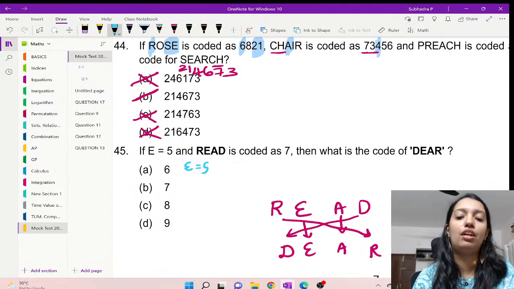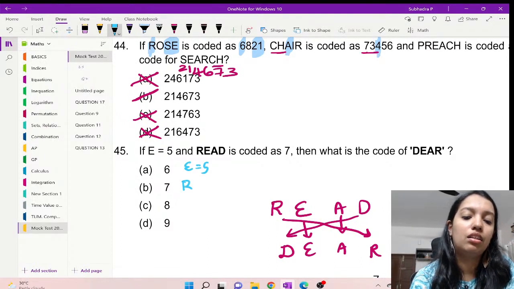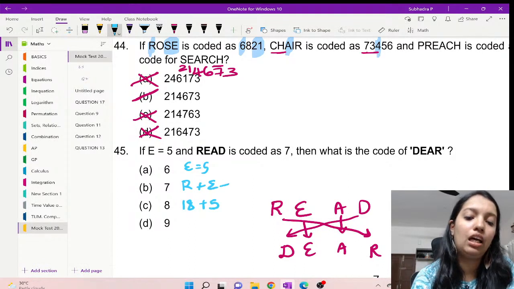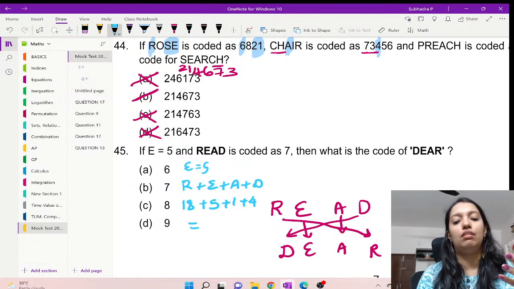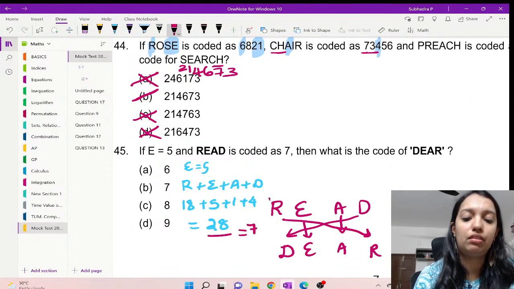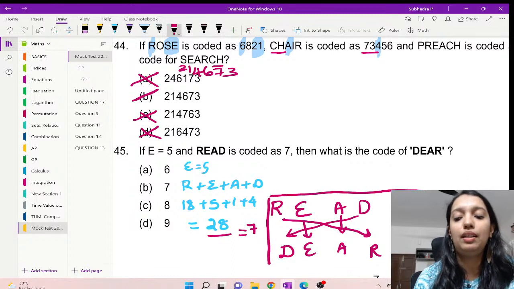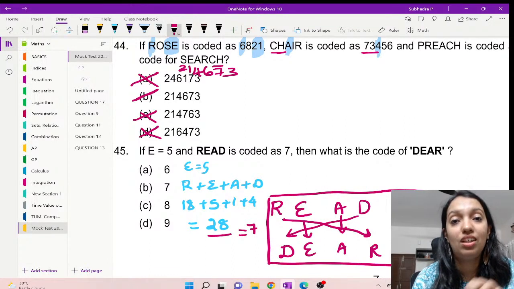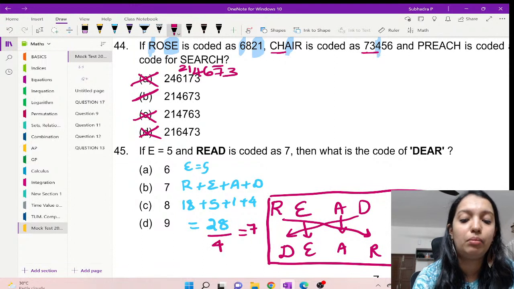So what is for R? 18, E is 5, A is 1, D is 4. Add them. 18, 23, 24, 28. But they are telling 28 has become 7. How can 28 become 7? Only if 28 is divided by 4.